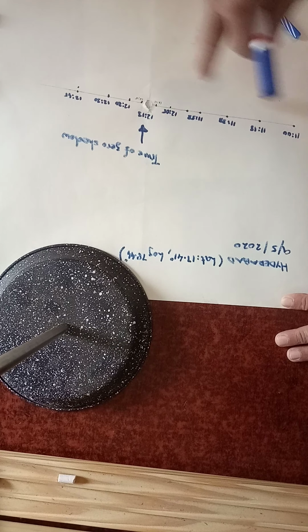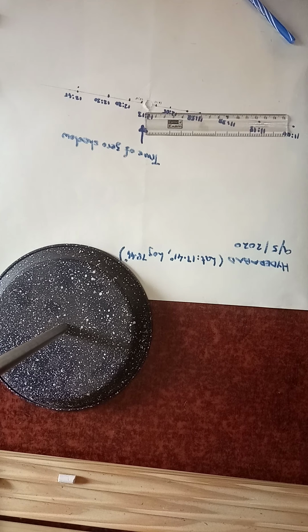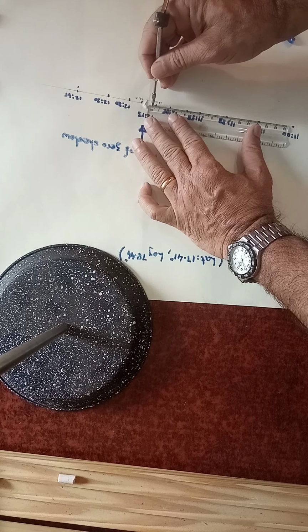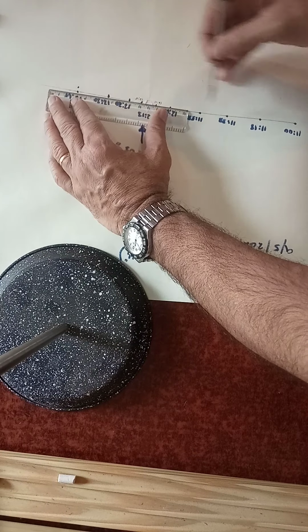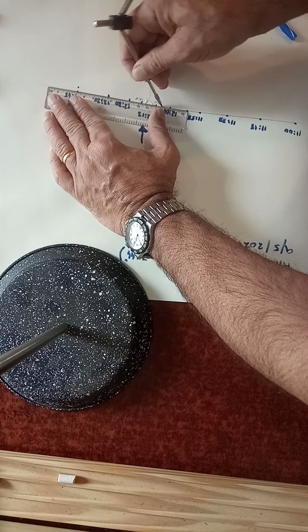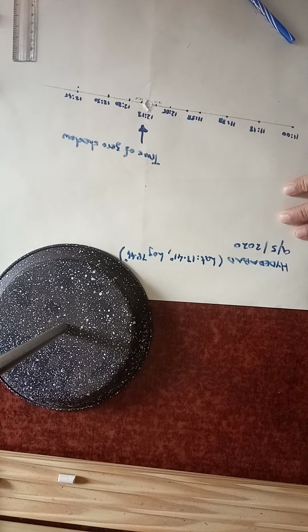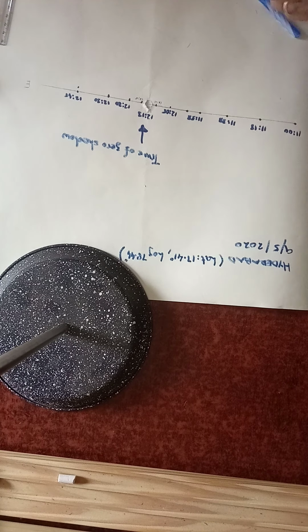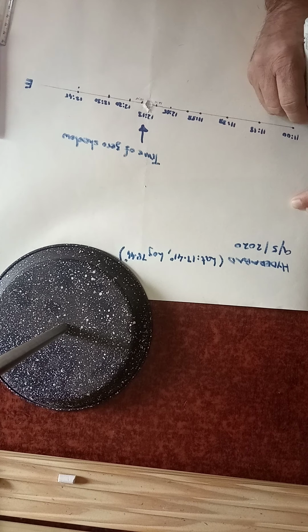Okay, so what do we do with this? We can connect these points. I'm using a scale to do that, and this will be the east-west line. East is here, and this is our west. This is the true east and true west.